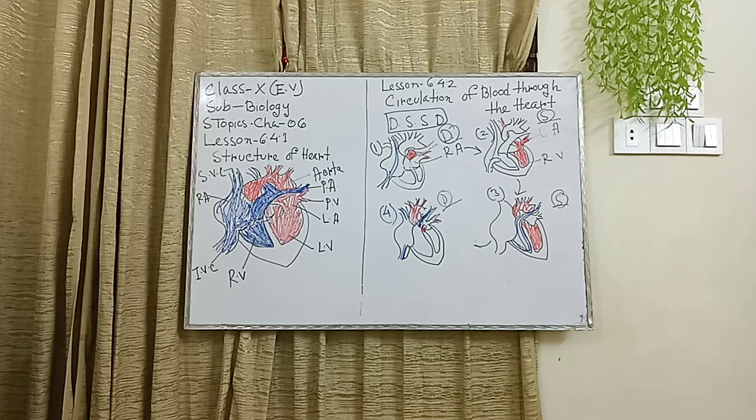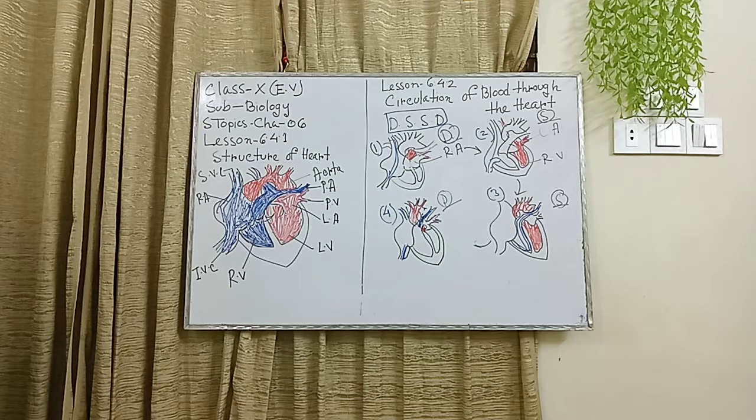The heart wall consists of three layers. First layer is epicardium, second is myocardium, and third is endocardium. Now, I also give the example epicardium. What is the epicardium? Mainly, it consists of connective tissue. This layer is covered with epithelial tissue. Fat bodies are scattered on it.